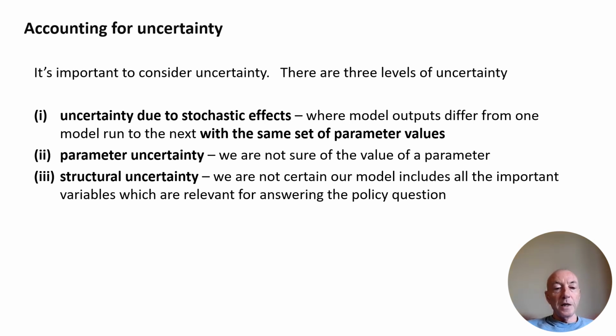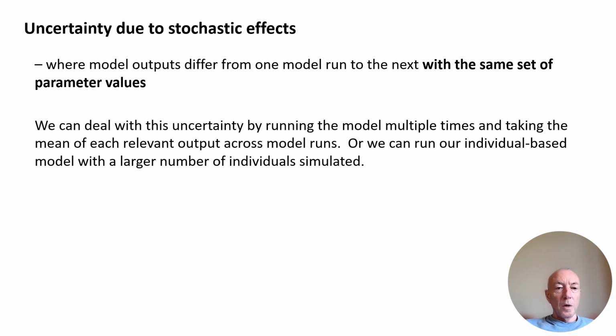And then secondly, there's parameter uncertainty. This is where there's uncertainty due to the fact that we're not sure of the value of a parameter. And then thirdly, there's structural uncertainty. It's where we're not certain that our model includes all the important variables which are relevant for answering the policy question. So let's consider these in turn.